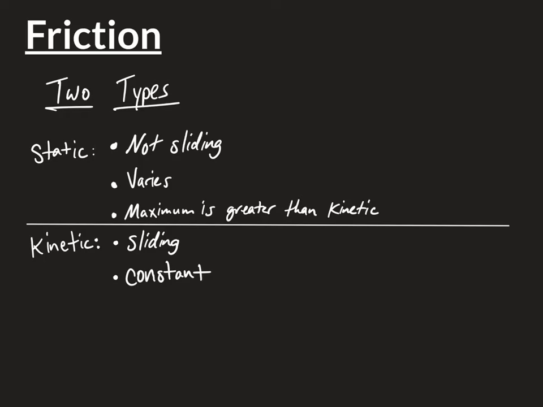And some other notes about these two types is static friction can actually change. I'm going to talk about that in a second. And the maximum static friction is greater than kinetic friction, and we'll see that on a graph in just a moment. Kinetic, however, does not change. It is a constant value. If I'm sliding, there is one value for kinetic friction, and we'll see that on our graph as well.